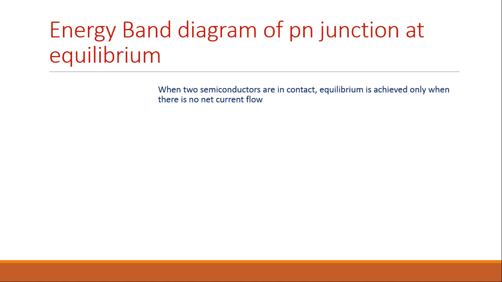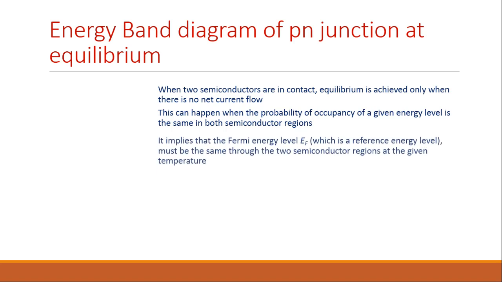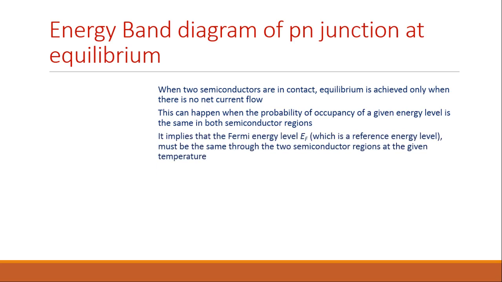Now, when two semiconductors are in contact, equilibrium is achieved only when there is no net current flow. It can happen only when the probability of occupancy of a given energy level is the same in both the semiconductor regions. Let me remind you that Fermi energy level is one such energy level which describes the probability of occupancy of the energy levels in a particular semiconductor region.